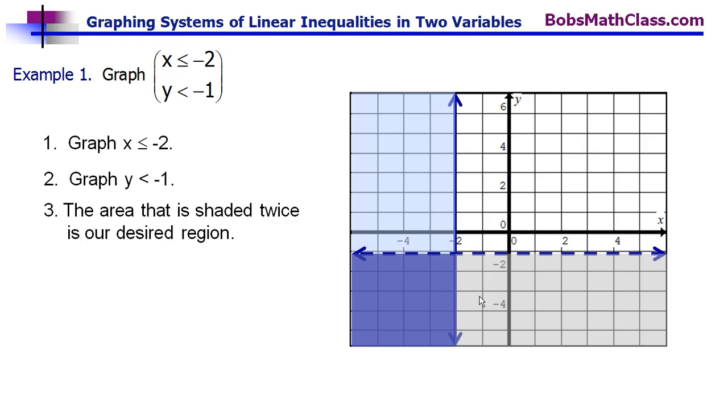If you wanted to, you could go back and erase this area, or probably don't even shade it to begin with, so that there's no confusion. The answer to this graph, this system of inequalities, is this little square area. Now it goes on forever to the left and below, so there's lots of points here. That's just the part that we have on our grid. Let's do one more, a little bit more interesting.